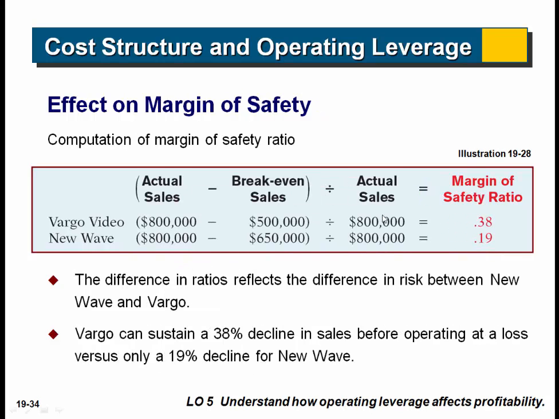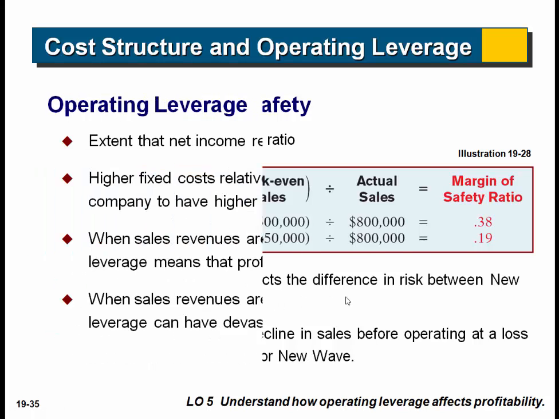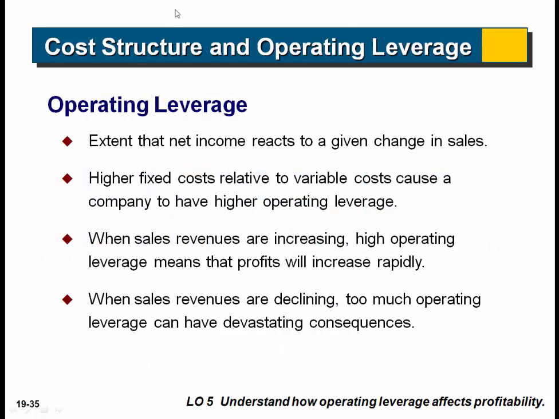The difference in the ratios, you can look at margin of safety. Again, that's kind of the same thing. But you notice margin of safety ratio tells you that New Wave is much riskier than Vargo Video, because Vargo Video can sustain a 37% decline in sales before they have an operating loss, whereas it's only 19% for New Wave. So operating leverage, what's a little bit of a summary here?